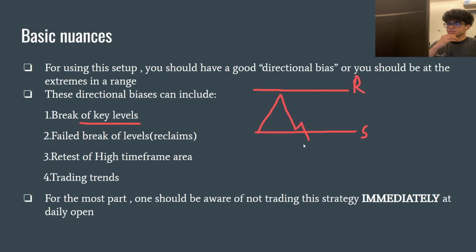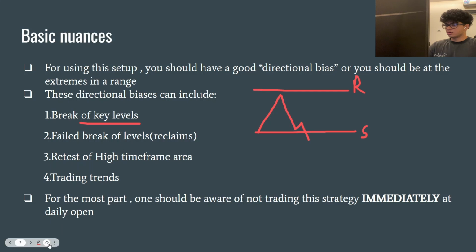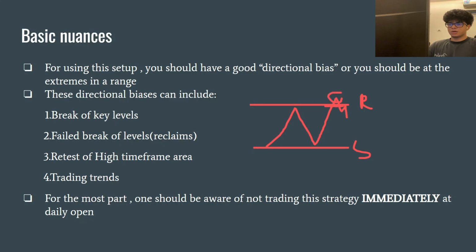Anyway, this is the break of a key level, right? And this is also a failed break of levels. So what is a failed break of levels reclaim? Basically this is resistance, this is support, price goes here, then goes here, and then comes back here and then goes down. It's like a failed break. This part is a failed break, right?